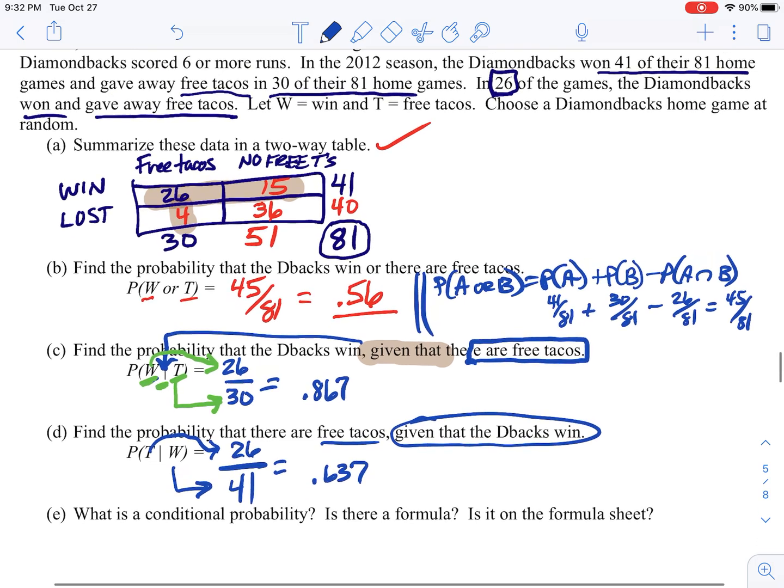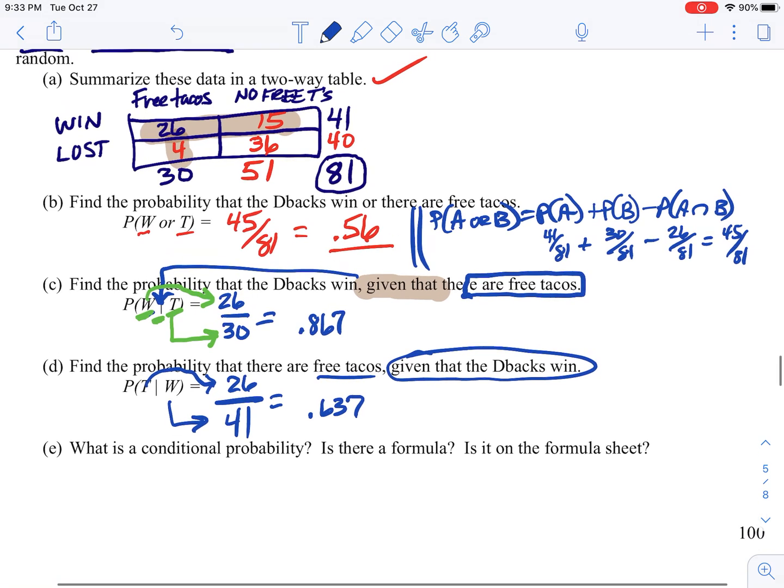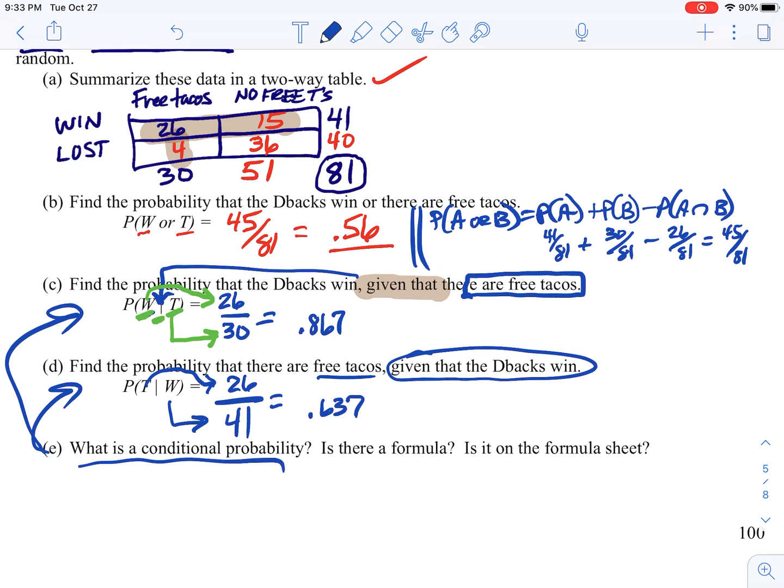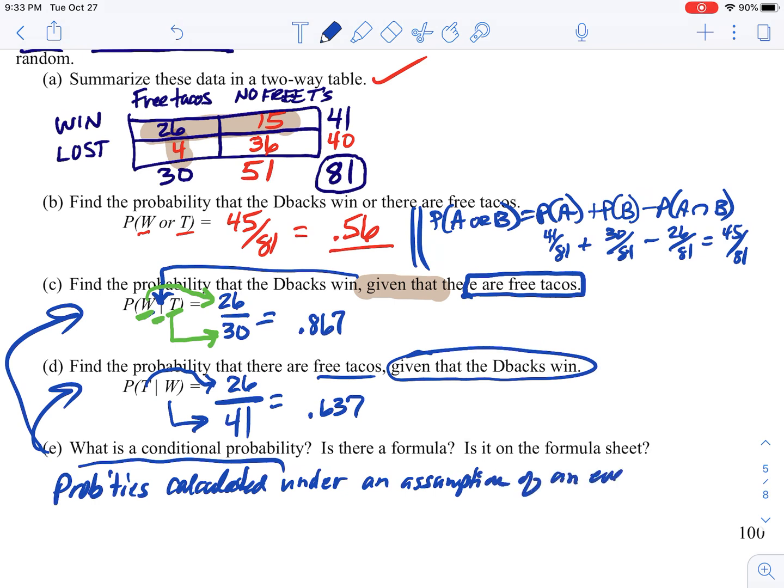But both of those are conditional probabilities. So what are conditional probabilities? Well, we just did two. So that's one way to answer it. What's a conditional probability? Well, both of those are probabilities calculated under an assumption of an event that's already happened.